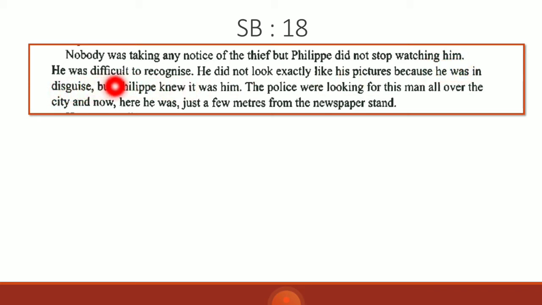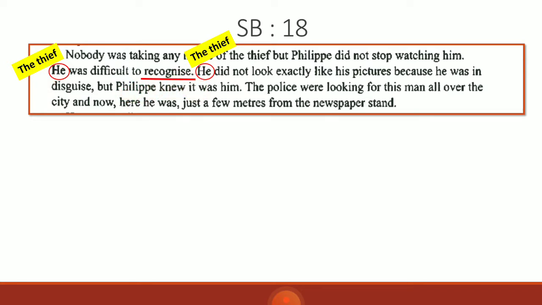He was difficult to recognize. He did not look exactly like his pictures. Now here we have the pronoun he. He was difficult to recognize. He did not look exactly. Here we are talking about the thief. So the pronoun he in both times refers to the thief. The thief was difficult to recognize.